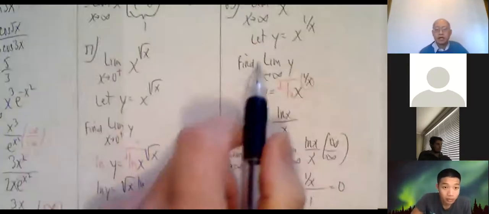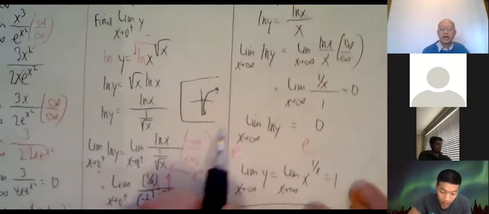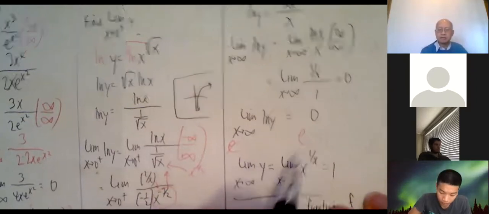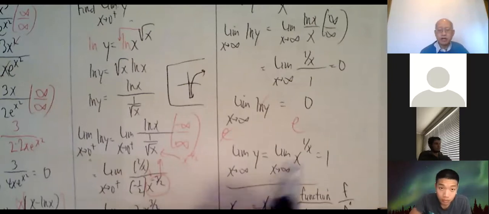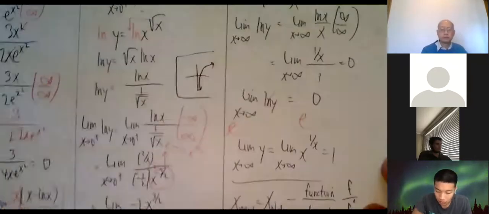But ultimately, I want the limit as x approaches infinity of y, not ln y. So I exponentiate. E. So again, we have limit as x approaches infinity of y equals the limit as x approaches infinity of x raised to the 1 over x. And we now know that's equal to 1. So that's 1.